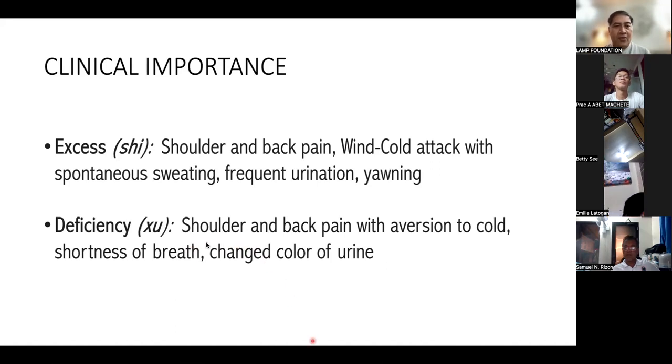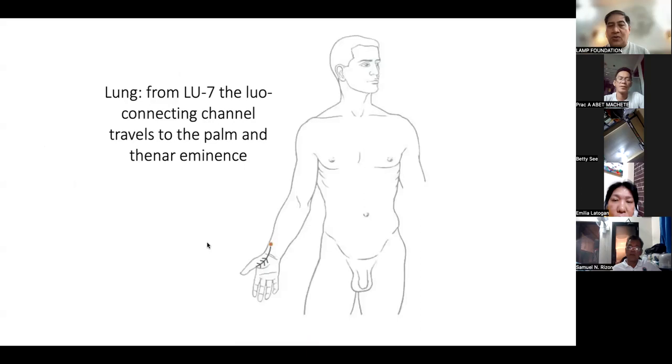Now let's go to another channel, which is called the luo connecting channel. As you can see here, the luo connecting channel separates from the primary channel at what point? Lung 7, crossing over to that point in the large intestine called LI4. Another branch will follow the lung channel into the palm of the hand, where it spreads through the thenar eminence.